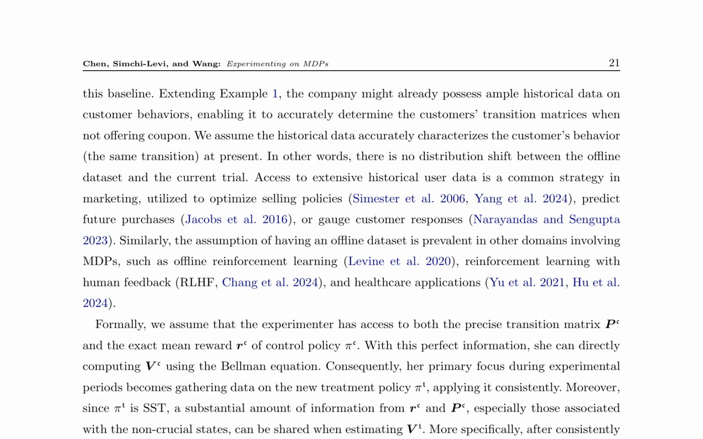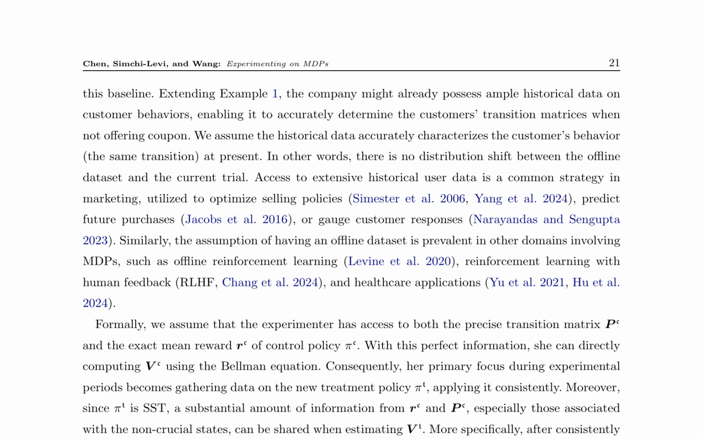In the context of Markov Decision Processes, MDPs, the authors explore scenarios where an experimenter has access to extensive historical user data, enabling accurate determination of customer transition matrices when not offering a coupon. This assumption is prevalent in various domains such as marketing, offline reinforcement learning, and healthcare applications. The proposed estimator BVTPI is generated by applying the Bellman equation with the estimated transitions and mean rewards.